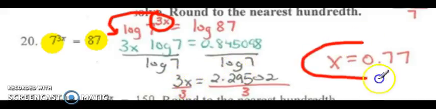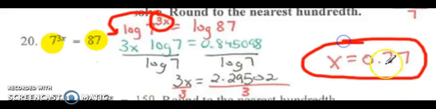I want 3x by itself, so I divide by log. Do that on your calculator. Then I do have 3x by itself, so I divide by 3 and I get that solution. Plug this into your calculator, see if it's correct, and it is.